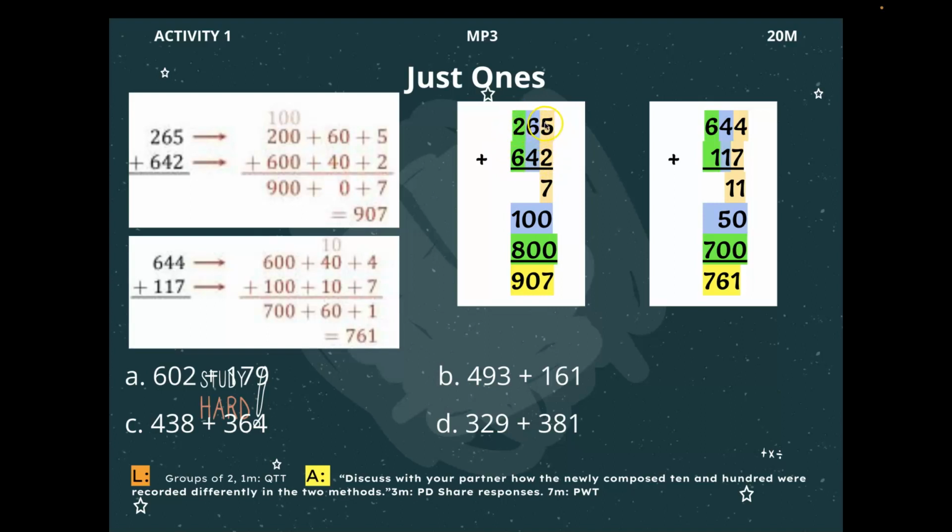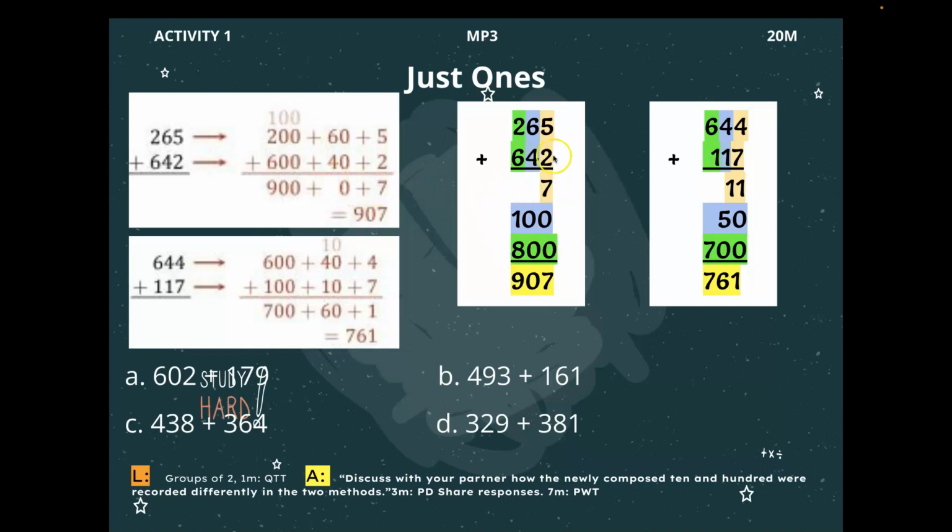They have 265 plus 642. First they added the ones place. 5 plus 2 is 7. Then they added the tens place. 60 plus 40 is 100, and they wrote the 100. Then they added the hundreds place. 200 plus 600 is 800. They wrote the 800. It's the exact same thing that they did over here.